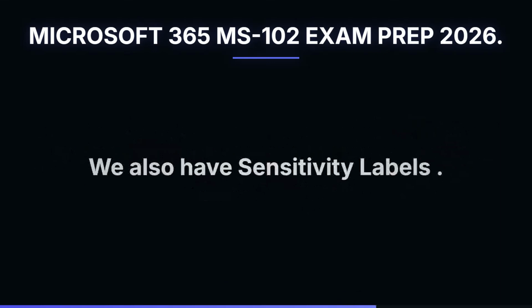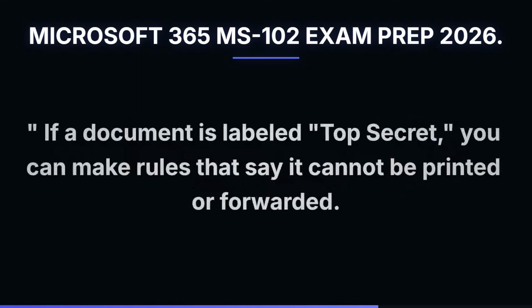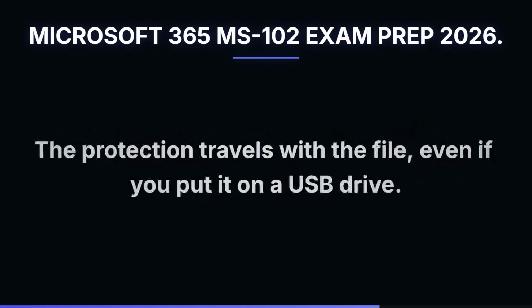We also have sensitivity labels. These are digital stamps you put on documents. If a document is labeled top secret, you can make rules that say it cannot be printed or forwarded. The protection travels with the file, even if you put it on a USB drive.